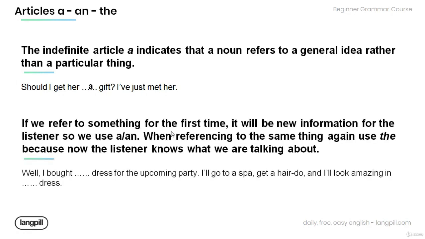Now, if we refer to something for the first time, it will be new information for the listener. So we must use a or an. And when referring to the same thing again, make sure to use the, because now the listener knows what we're talking about. Have a look at the sentence below and fill in the gap using the appropriate article.